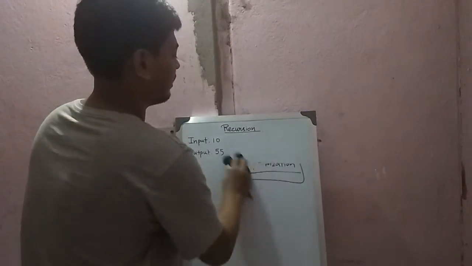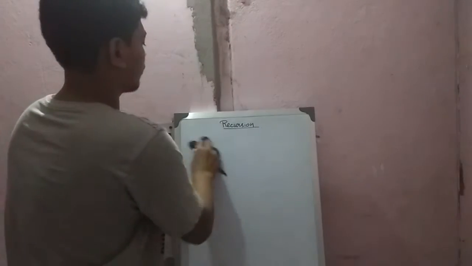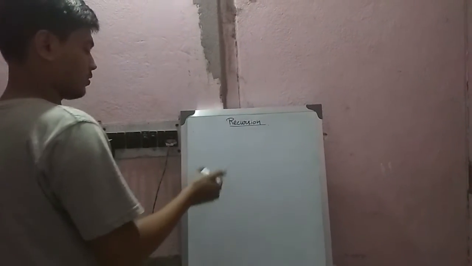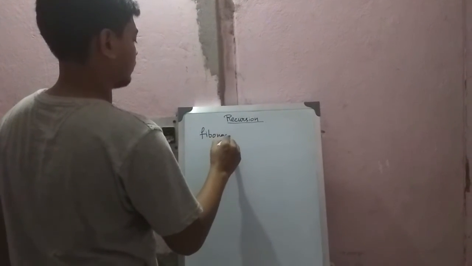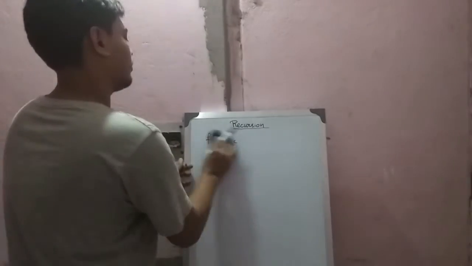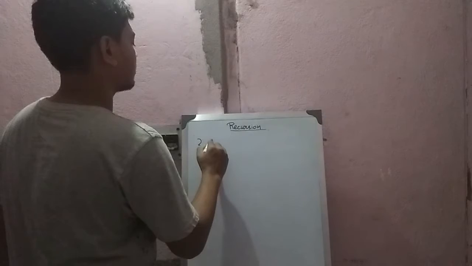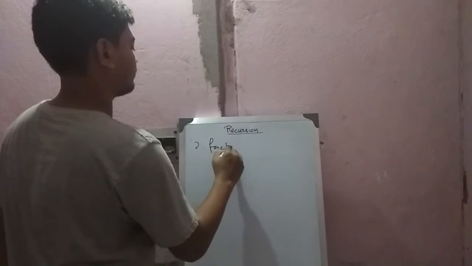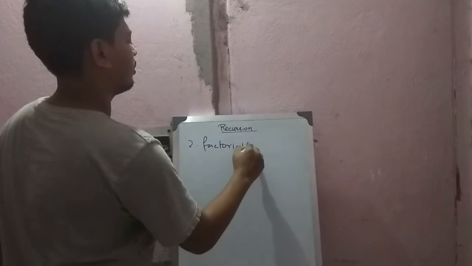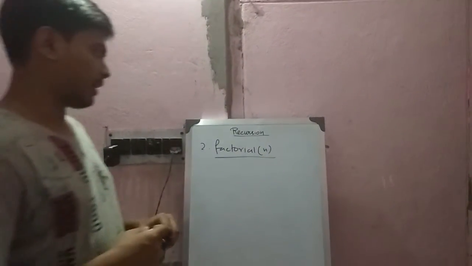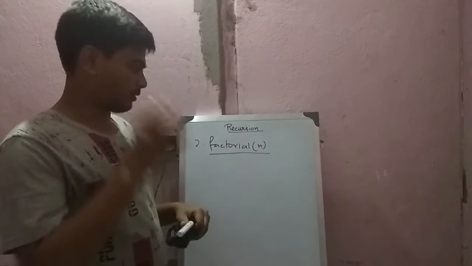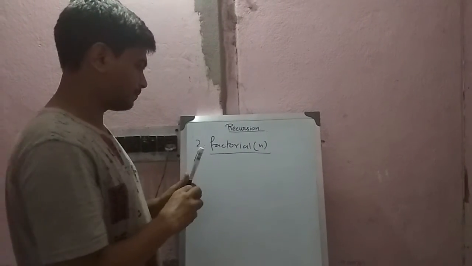Then let's discuss some more problems. Let's discuss Fibonacci. Let's discuss factorial of n numbers. I will give you a trick for how you can solve recursion. There are 3 steps.